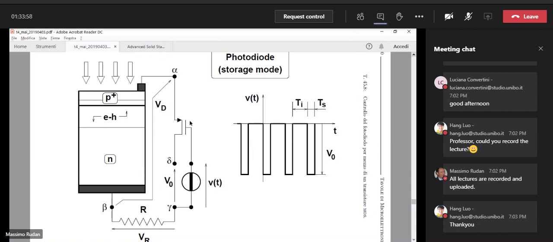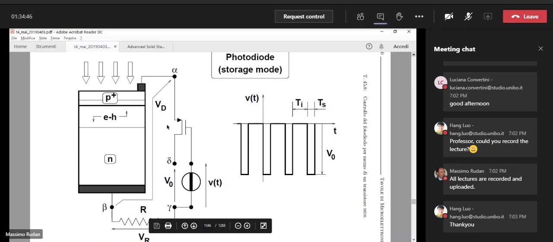So again, we can think of merging the photodiode and the switching transistor together. To do so, we must also preserve all the other connections. So you see that point delta is the drain of the transistor. It is connected to V0. And the gate of the transistor is connected to the voltage generator, and the lower contact of the latter is connected to gamma.